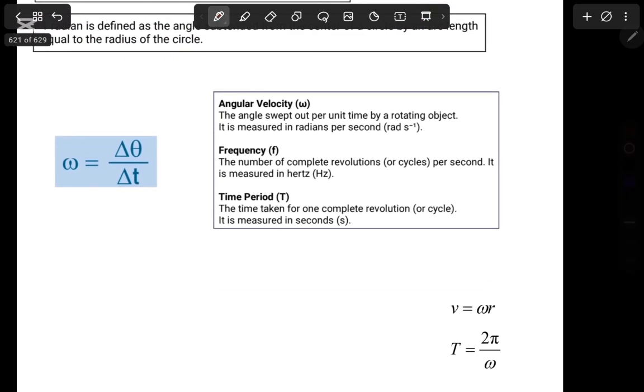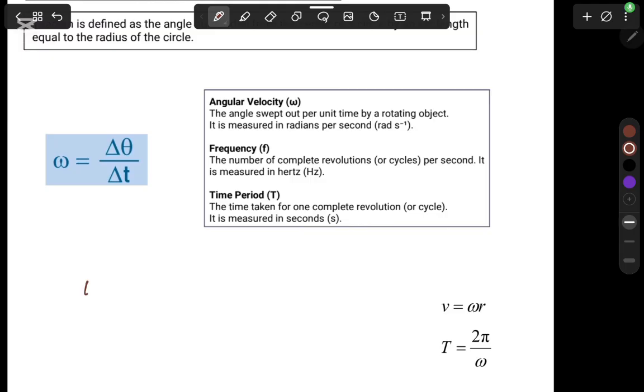Alright, then if you take this equation, omega is equal to change in theta by change in t. This is the angular velocity. The angular velocity is defined as the angle swept out per unit time by a rotating object. It is measured in radians per second. And then we've got the frequency, the number of complete revolutions or cycles per second. It is measured in hertz. The time period is the time taken for one revolution or cycle, and we have it in seconds.